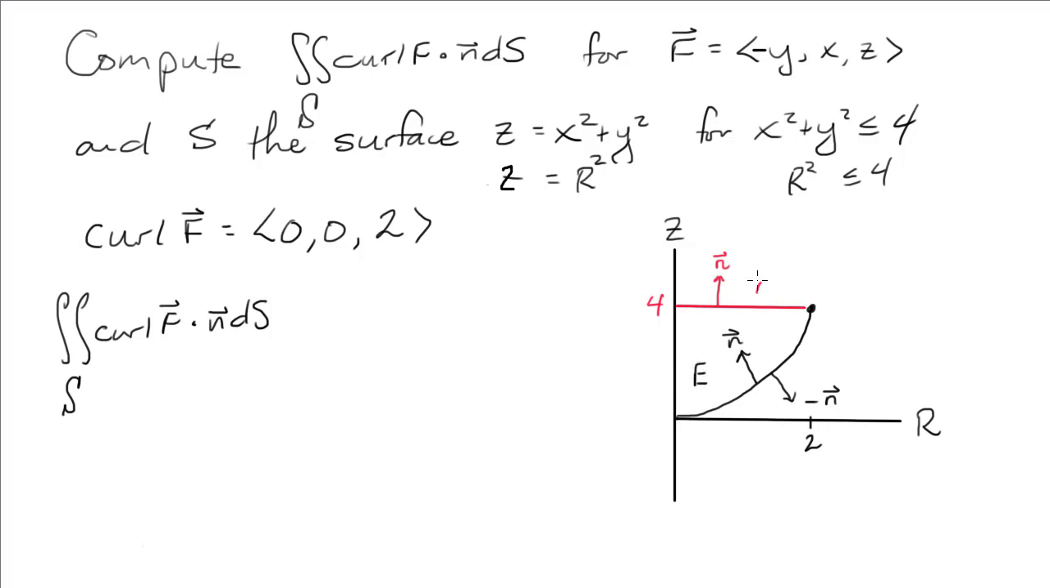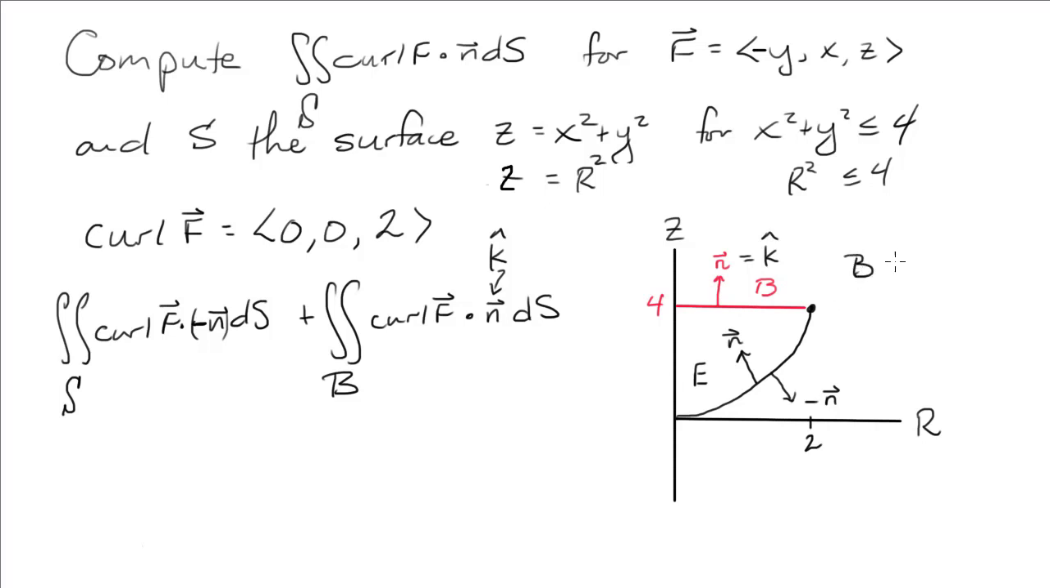Call it B. I've reversed the orientation of the normal. The normal for the surface B is just the k vector. B, the equation for it is z equals 4, and so it's a disk of radius 2 at height 4.